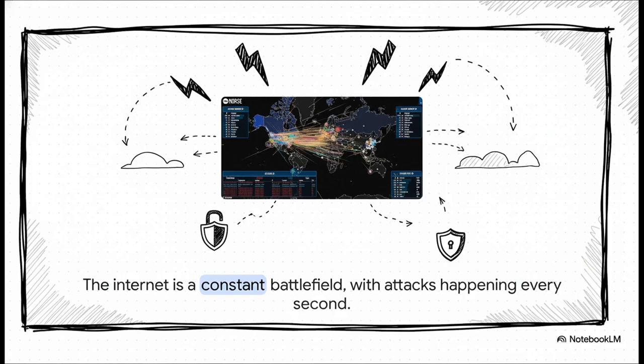This isn't science fiction, it's a real-time map of cyber attacks happening right now all over the world. Every one of those lines is a digital shot being fired. It's a non-stop battlefield out there, and that's precisely why knowing how to defend our digital turf isn't just nice to know, it's absolutely essential.